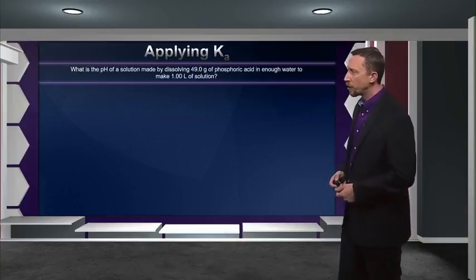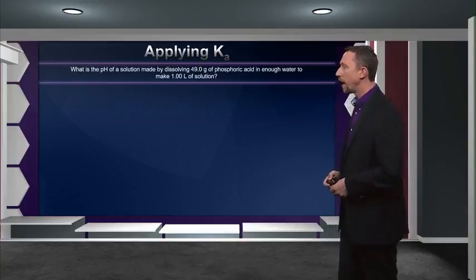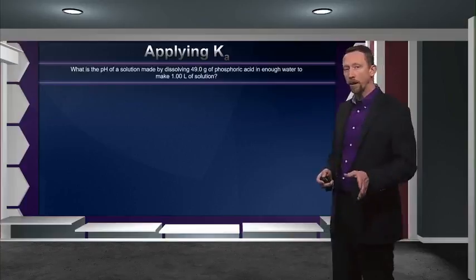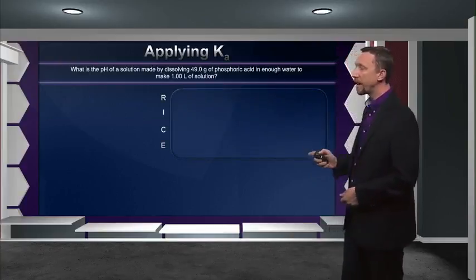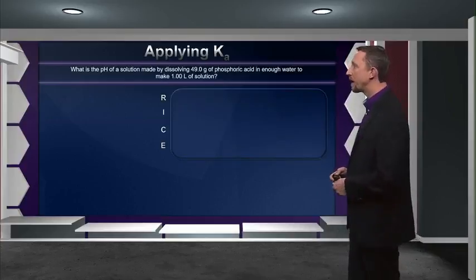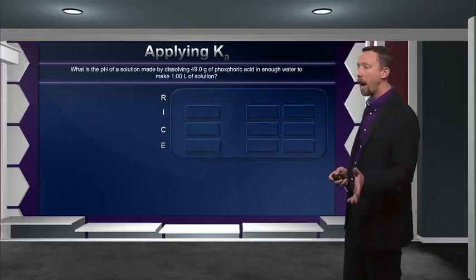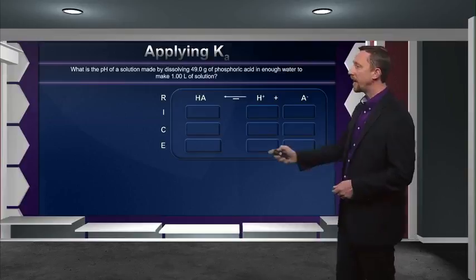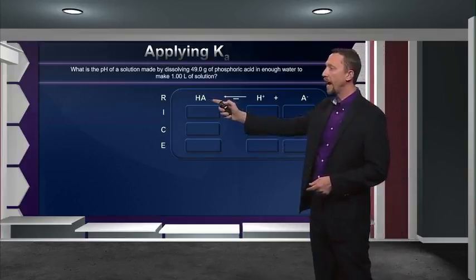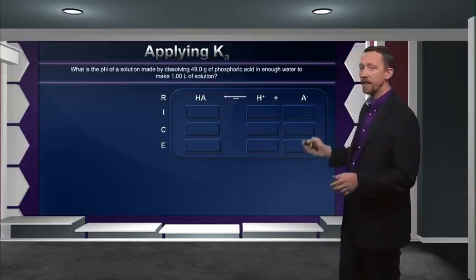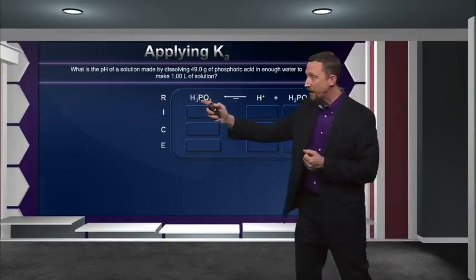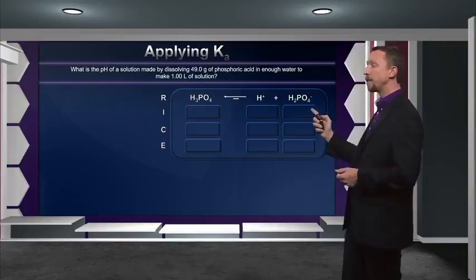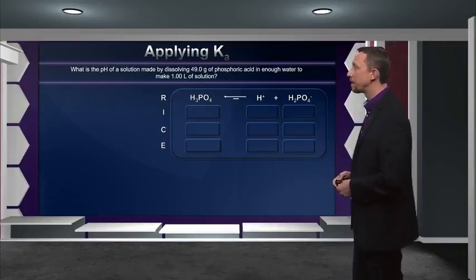What's the pH of a solution made by dissolving 49.0 grams of phosphoric acid in enough water to make a liter of solution? Well, in order to solve this, we're going to need a RICE table, just like we did with our monoprotic acids. So we'll have to populate our table, remembering that the equilibrium we're dealing with here between HA, a proton, and A- in this case is a specific equilibrium. It's the one between phosphoric acid and dihydrogen phosphate acting as its conjugate base.